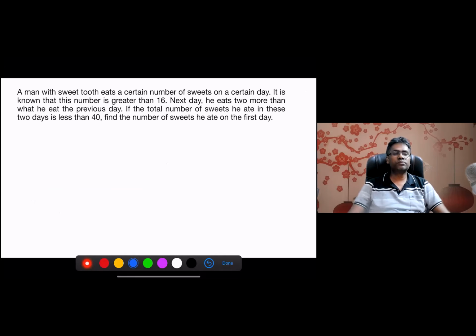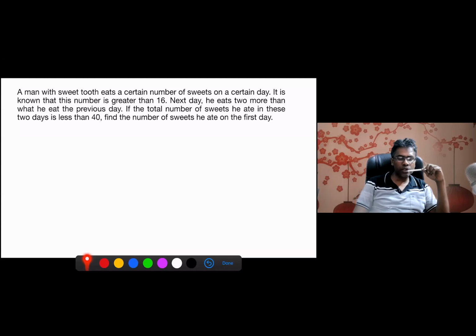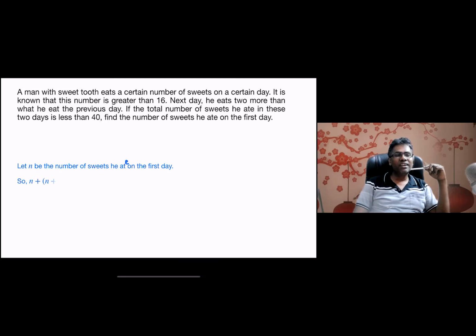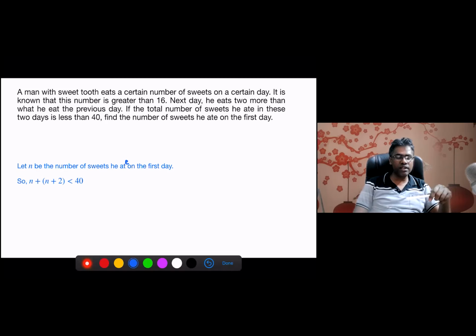Okay, so try this one. Okay, so here again, you can say that n be the number of sweets he ate on the first day. And you can write it this way, right? So the next day it will be n plus 2, right? Yes, sir. So n plus 2. So we have 2n, the 2 goes to the right hand side, is less than 38. So n is less than 19. And then n is greater than 16, isn't it?